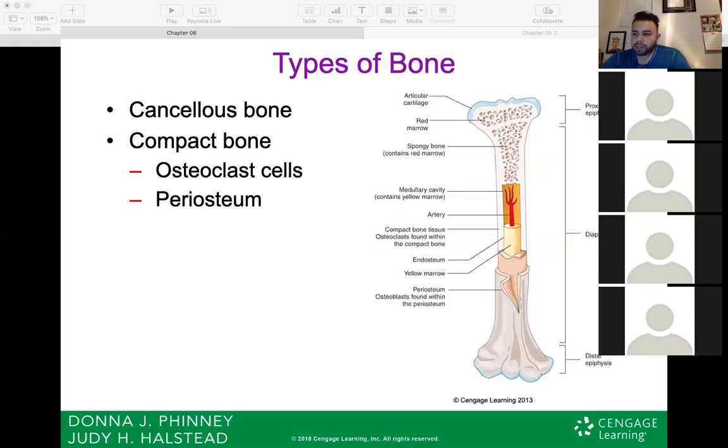And compact bone is a strong and hard section that forms the main shaft of the long bones and the outer layers of the other bones. Compact bone is made from osteoclast cells, which makes it hard. The main shaft of the long bones and the outer layer is covered by a tough layer of fibrous tissue called the periosteum. So that is the outer portion of the bone. On that figure, you can see at the bottom the periosteum is the outer layer, which is a very tough part of the bone.